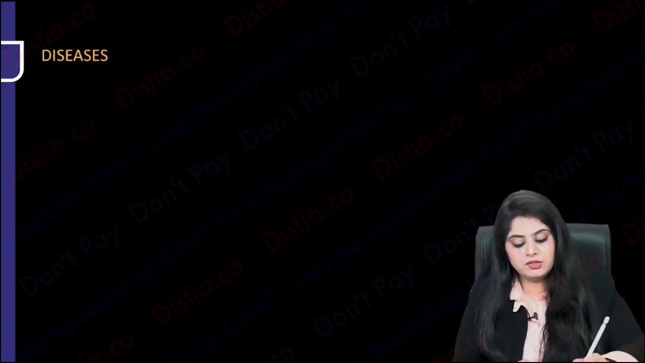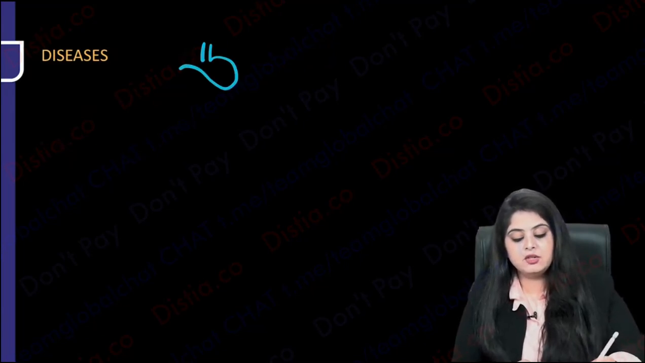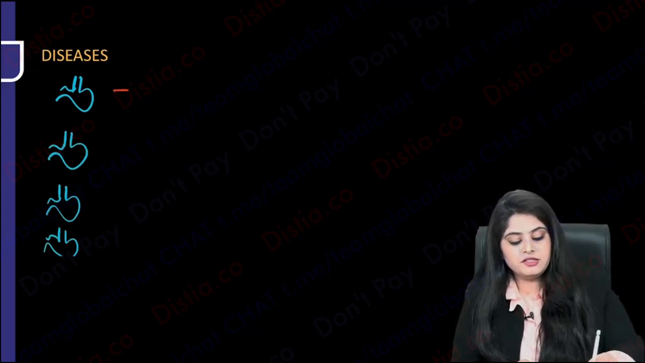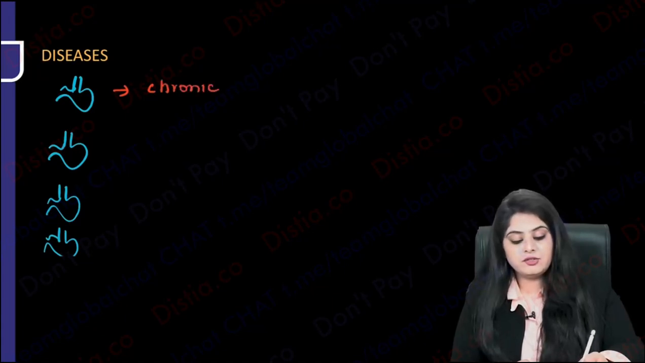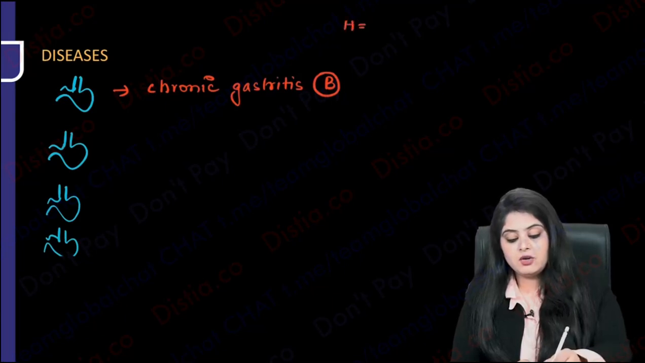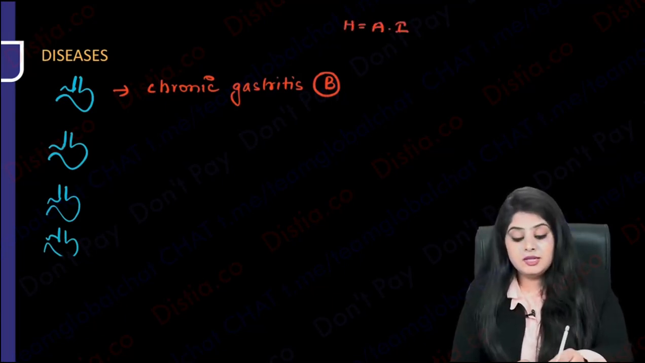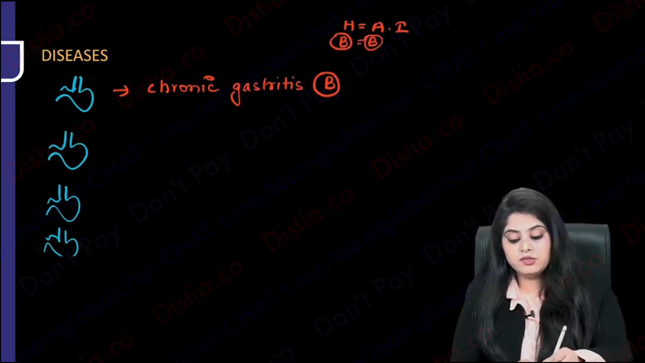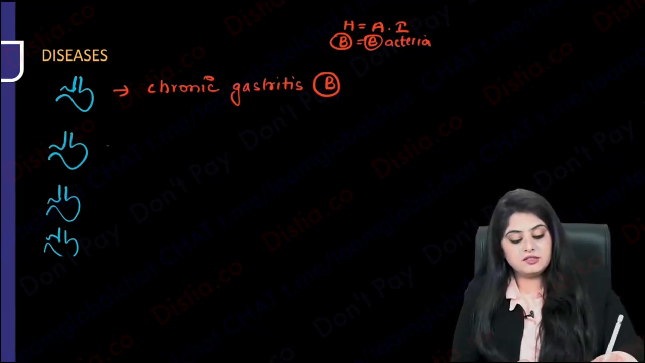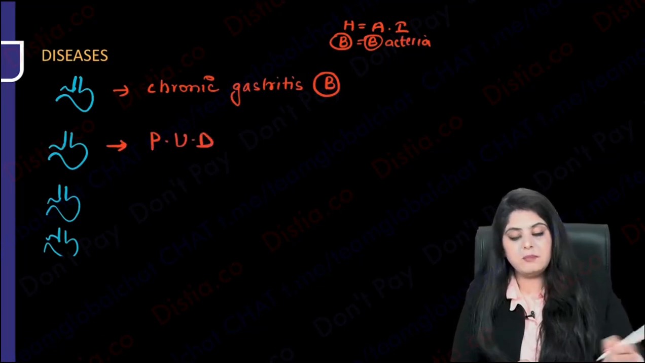So once it goes into the stomach, what are the diseases that it causes? So I'll draw 4 stomachs over here, okay? Because it is going to be associated with 4 diseases. The first disease is nothing but a gastritis. And let me ask you, which chronic gastritis does it cause? Chronic gastritis A or chronic gastritis B? It is B. If you remember, A wala chronic gastritis was autoimmune. B wala chronic gastritis was bacteria wala. So Helicobacter pylori is a bacteria. It causes chronic gastritis B. That chronic gastritis changes into peptic ulcer disease.